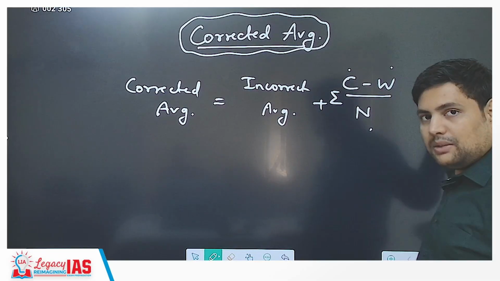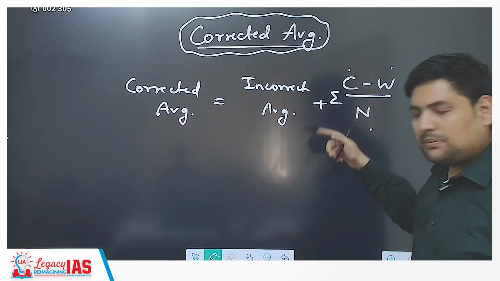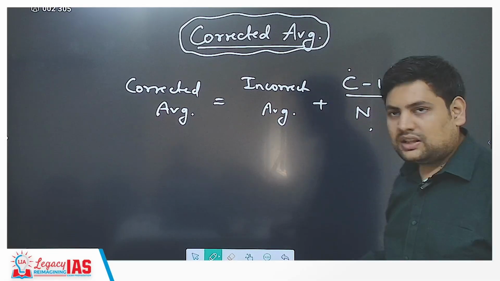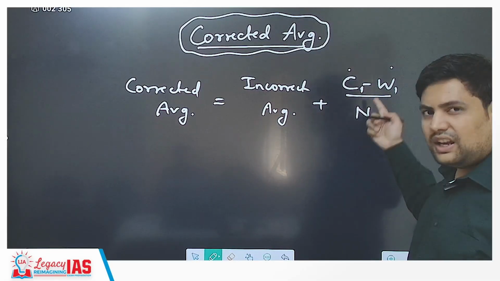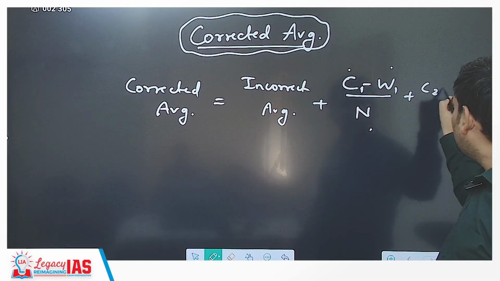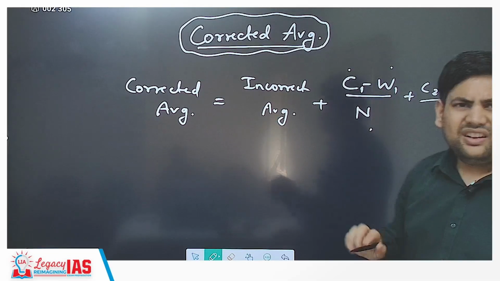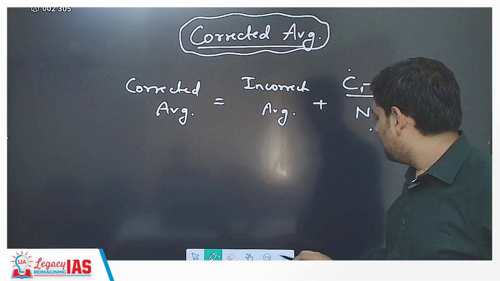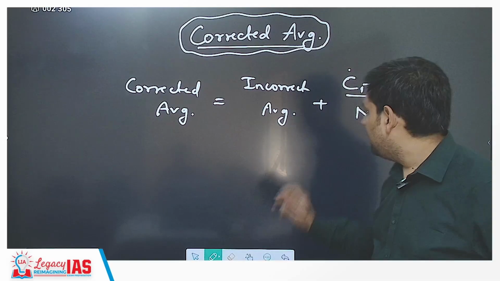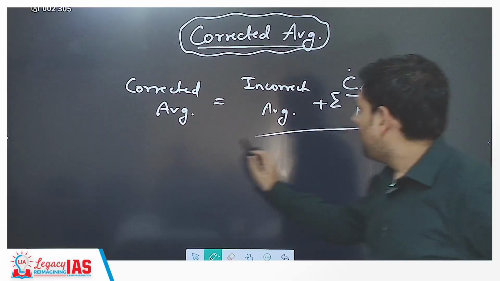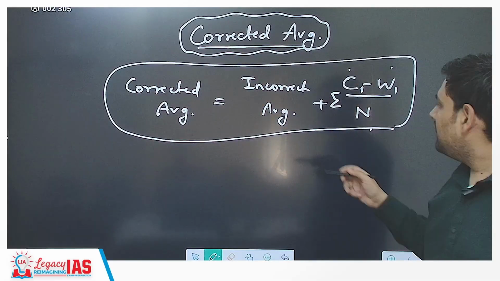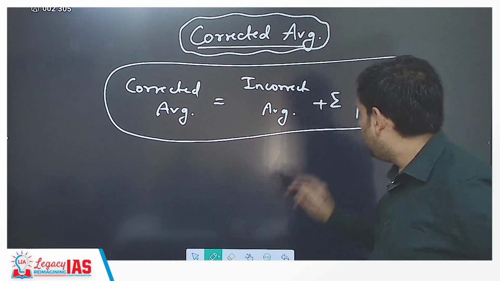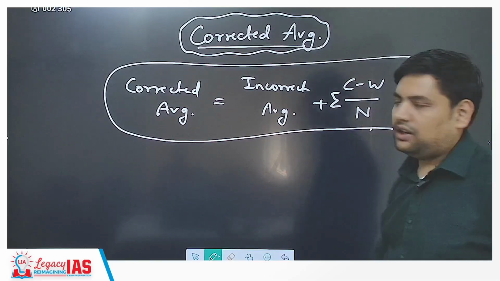Now if you have multiple incorrect entries like this, you have to do the summation of all of them. Summation means, simply, if there are, let's say, two entries that are incorrect, then this is c1 minus w1, and n will be the same for them. For the next one it will be c2 minus w2 by n, like that. So that's why we write it as summation. This becomes your formula: corrected average is equal to incorrect average plus summation of c minus w by n.